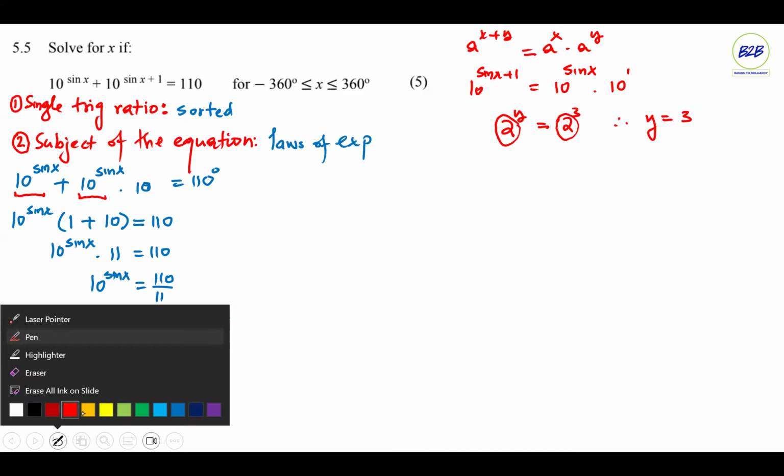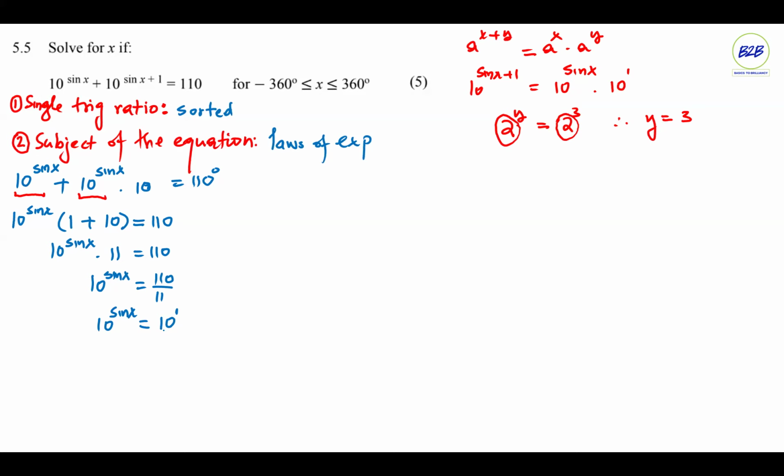We have a similar case here. 10 and 10 are the same bases, then we must therefore equate the exponents. Sine of x is equal to 1. And that, folks, is us achieving that objective, making the trigonometric ratio sine to be the subject of the equation. And then from there, we move into the third step, which is determining the reference angle.